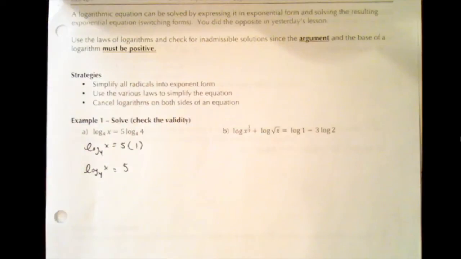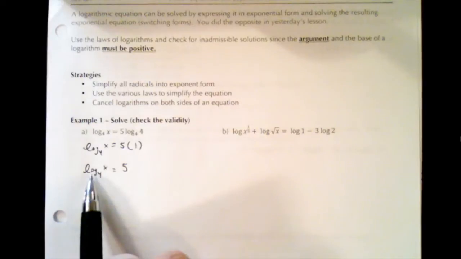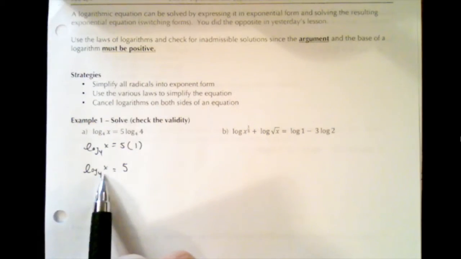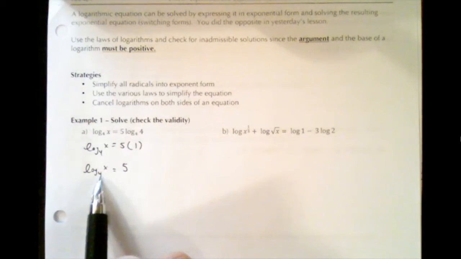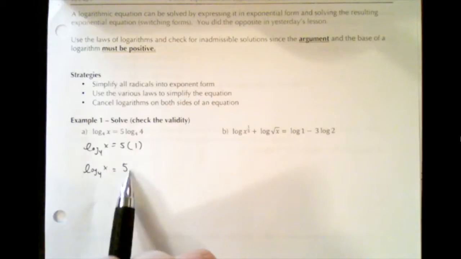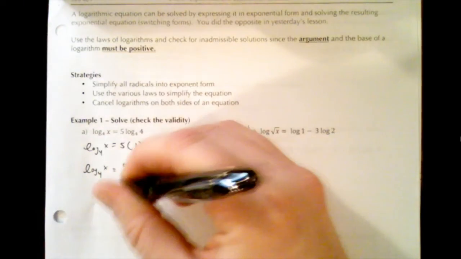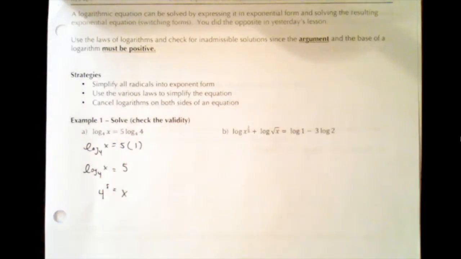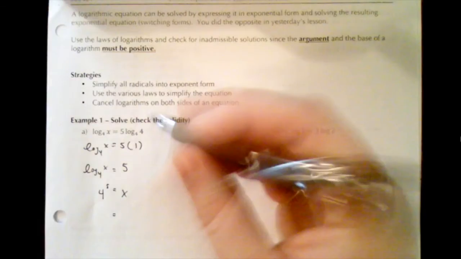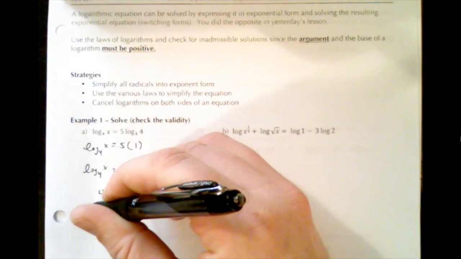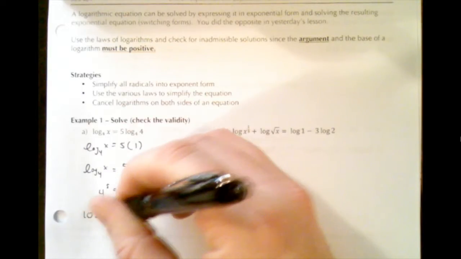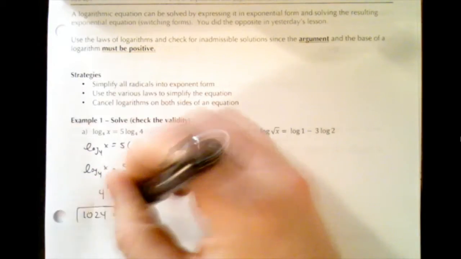And now we can turn this into an exponential because we know the log of x base 4 asks us to what exponent do we have to raise 4 to get x. Well, that exponent is the answer 5. So that means that 4 to the exponent 5 is x if we rewrite it as a power. And what is 4 to the exponent 5? Well, that's 5 fours all multiplied, which is 1024. And that's what x is.